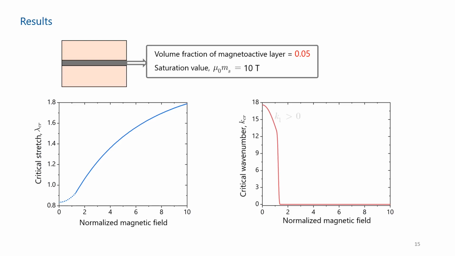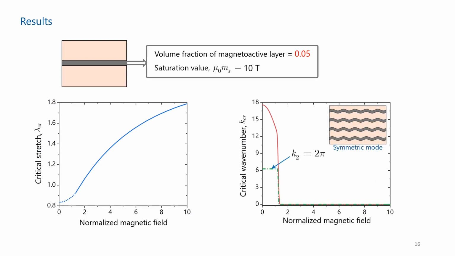We can see that wave number K1, which defines the buckling wavelength, is non-zero at smaller magnetic fields. With increase in magnetic field, it decreases and gets to 0. Therefore, initially we have microscopic instability, and at higher fields we have long wave instability. And K2, which defines the Floquet periodicity, is equal to 2 pi. Therefore, it is a symmetric buckling mode.